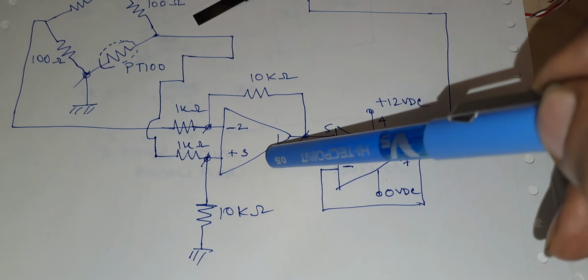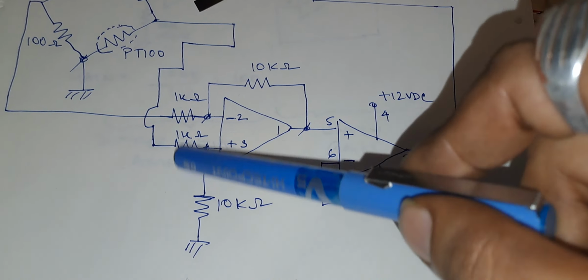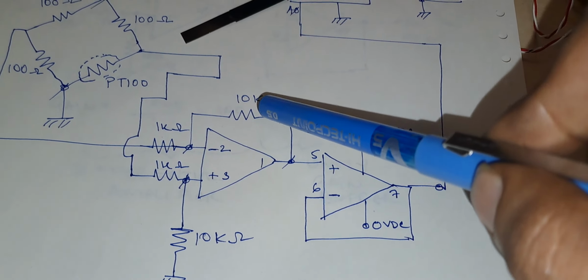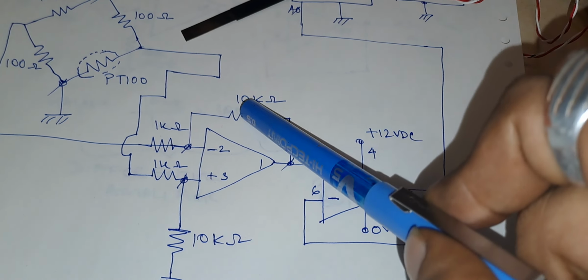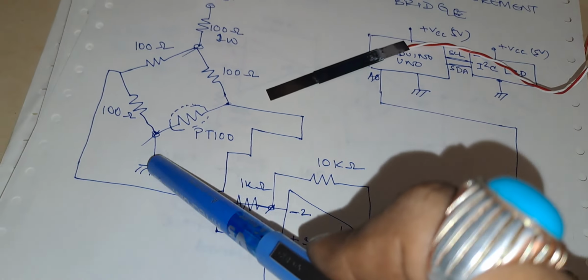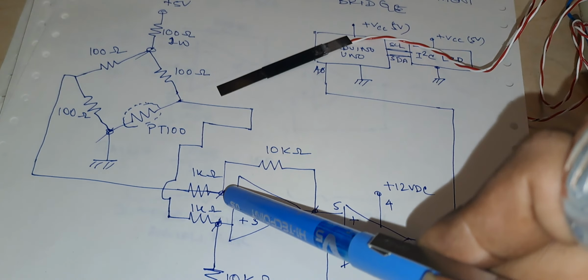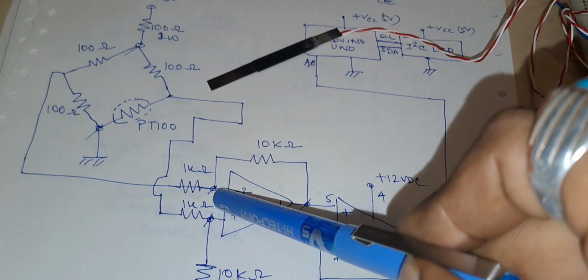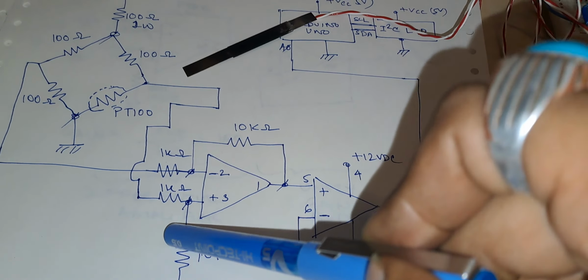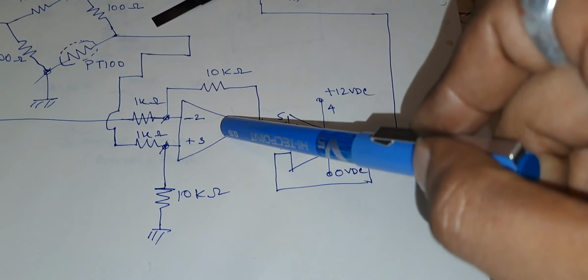operational amplifier. So this operational amplifier is configured in differential amplifier mode. The gain of this differential amplifier is 10 because 10 kilo ohm divided by 1 kilo ohm is 10. So whatever unbalance in the bridge is happening is fed here between these two terminals and the voltage will be multiplied by 10. So this is the differential amplifier configuration of operational amplifier.